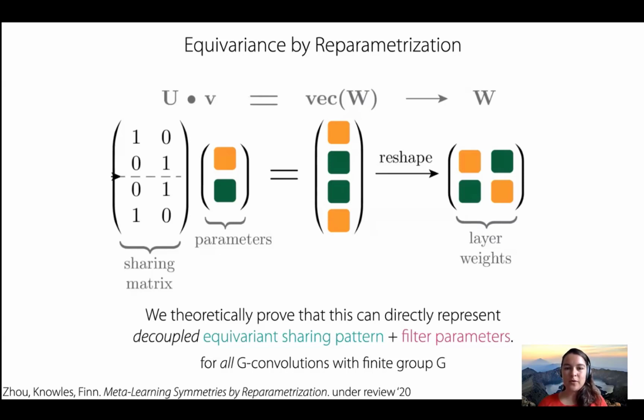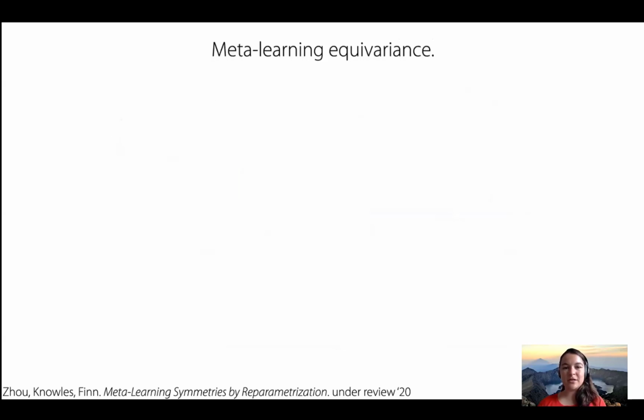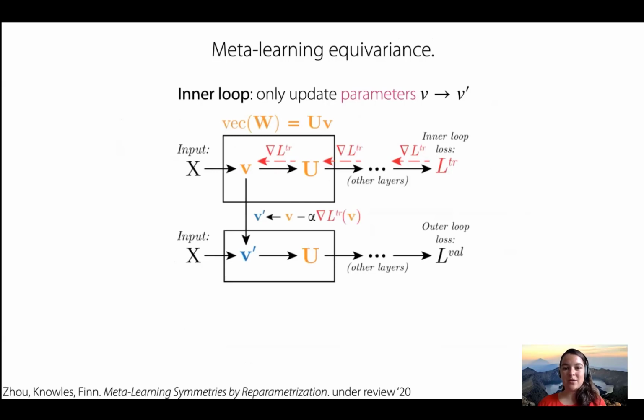Okay, so with this kind of reparameterization of a fully connected layer, when we're meta learning, the inner loop can only update the parameters V, such that your weight matrix W is represented by U times V. When you take your inner loop loss, you can backpropagate that only into V, keeping U fixed, such that after the gradient update, the equivariance in U is preserved, it's fixed, and the underlying parameters are what's updated for the data.